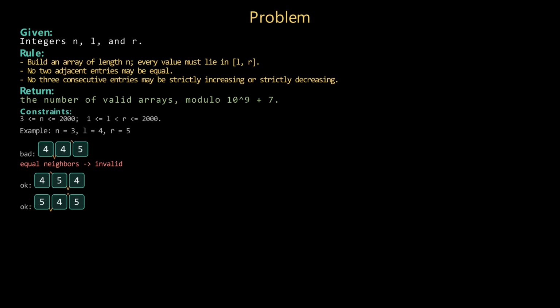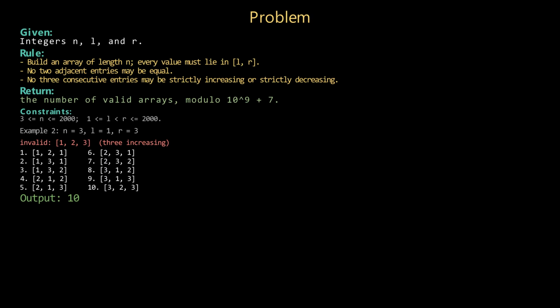Example 1, n is 3, l is 4, r is 5. Only 4 and 5 are allowed, and neighbors must alternate. 445 fails because the first two slots match. The two valid zigzag patterns are 454 and 545, so the output is 2.